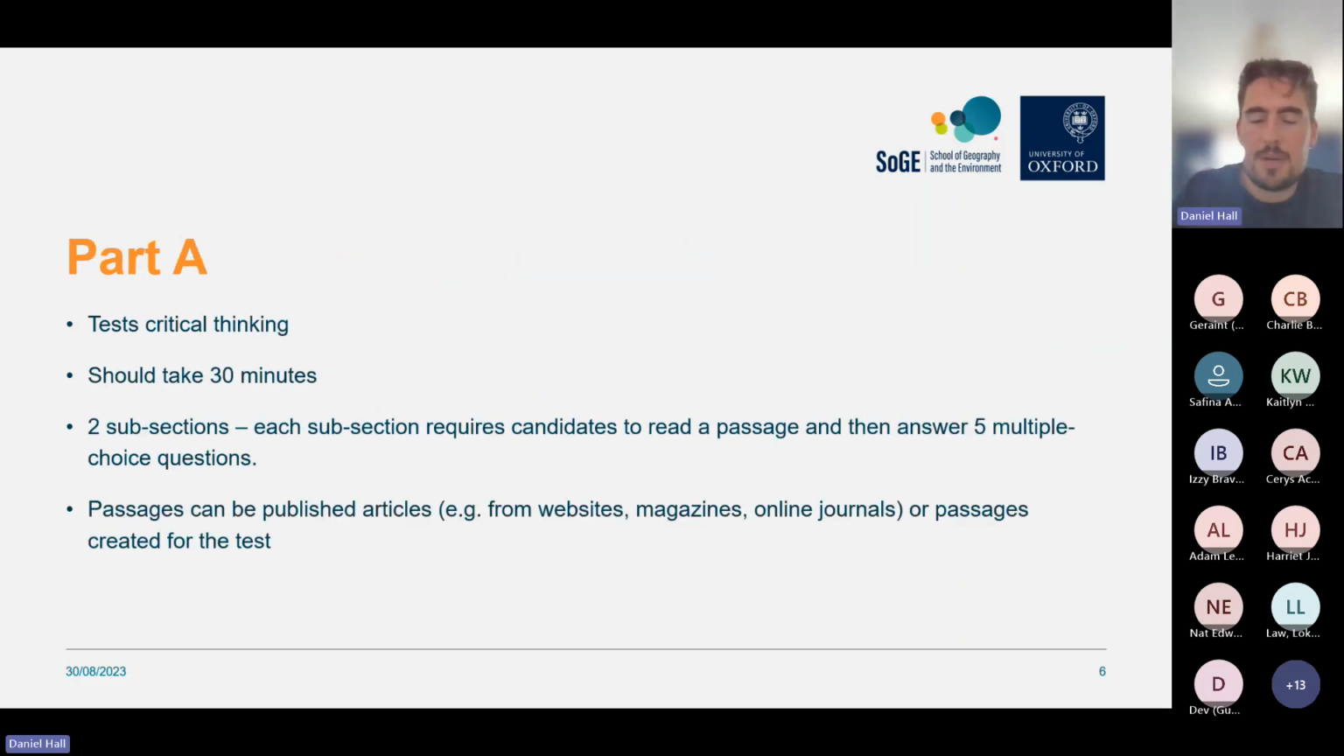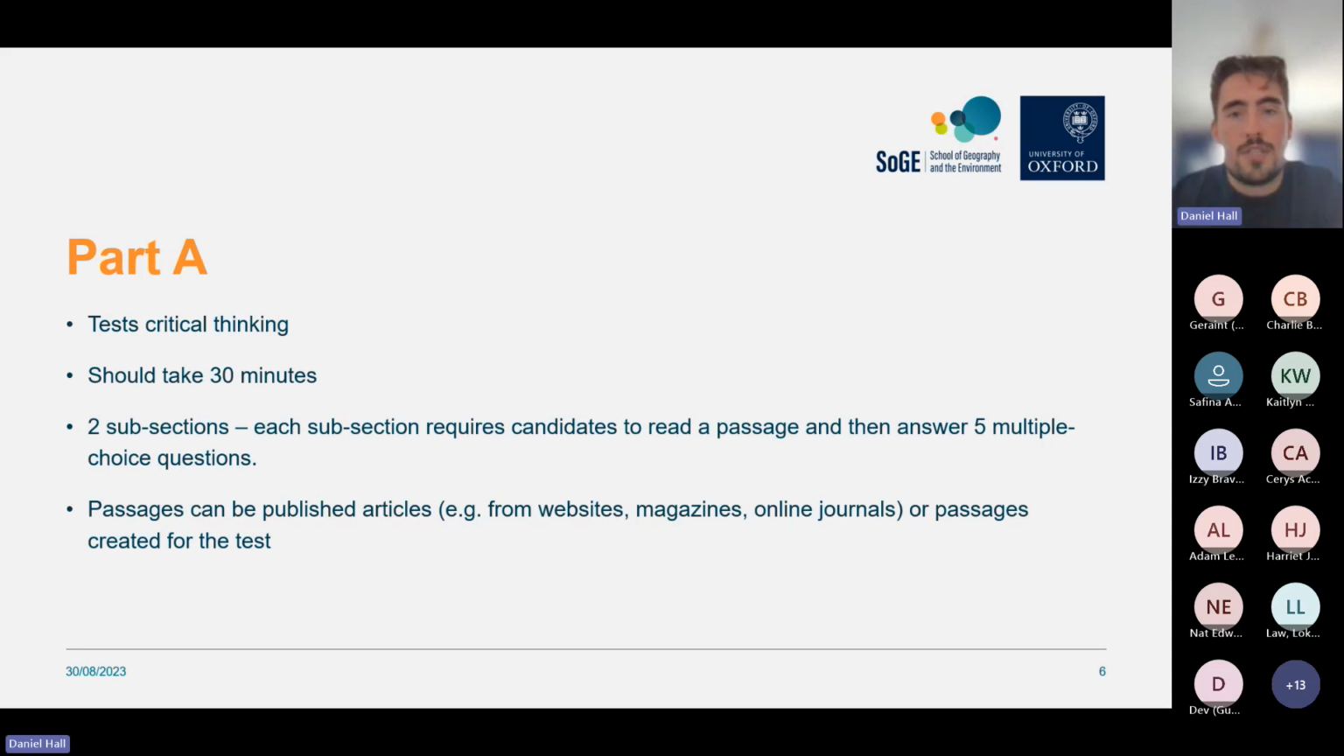Part A tests critical thinking. It should take around 30 minutes. I should say that the timings are guidelines. You won't be timed out of the sections automatically by the system. That's just what we recommend you spend on it. There are two subsections, and each subsection requires you to read a passage and then answer 5 multiple choice questions. So you do the first subsection, read the passage, answer 5 questions. Second subsection, answer 5 multiple choice questions.